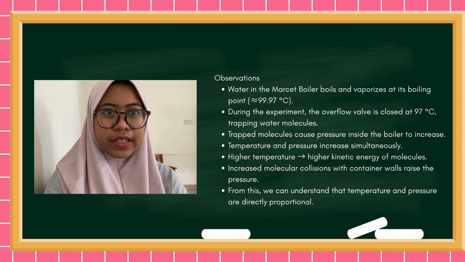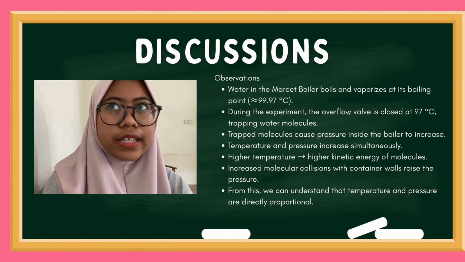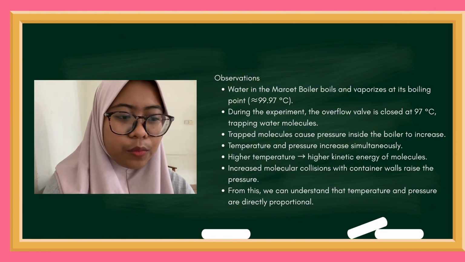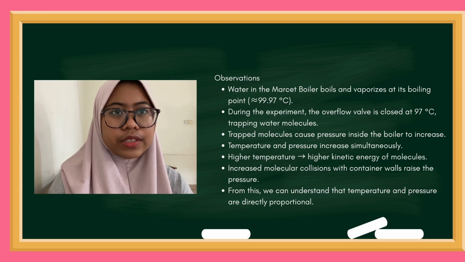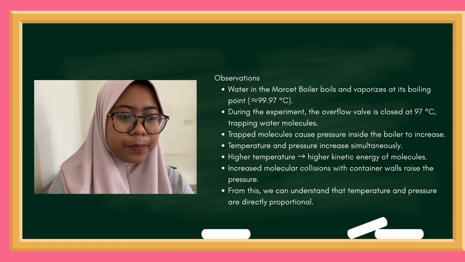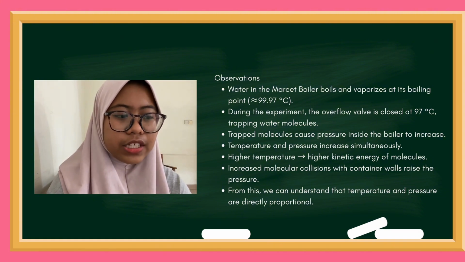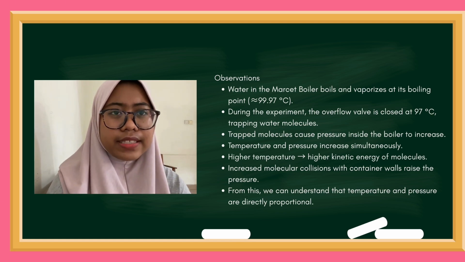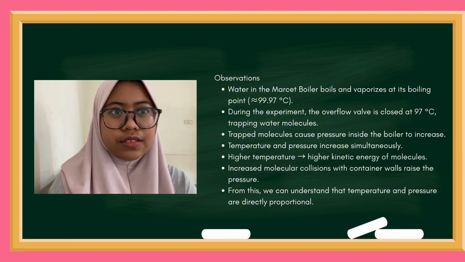Next, to the discussion part. As for the observation of the experiment, we can see that the water in the Marcet boiler was at approximately a temperature of 99.97 degrees Celsius after the overflow valve was closed at 97 degrees Celsius. The water molecules get trapped inside the boiler, and the trapped molecules increase the pressure as the temperature rises. As the temperature increases, the molecules gain more kinetic energy and collide more frequently with the wall of the boiler. So this leads to a rise in pressure, showing that temperature and pressure increase together and are directly proportional.